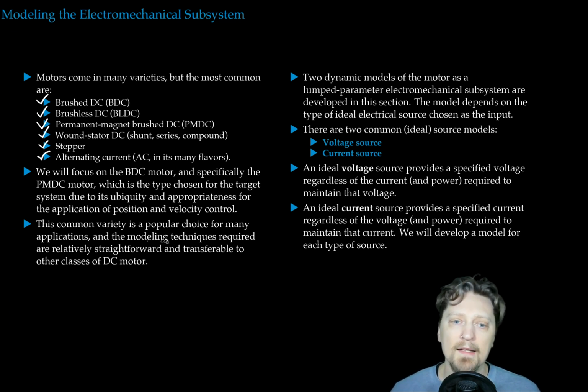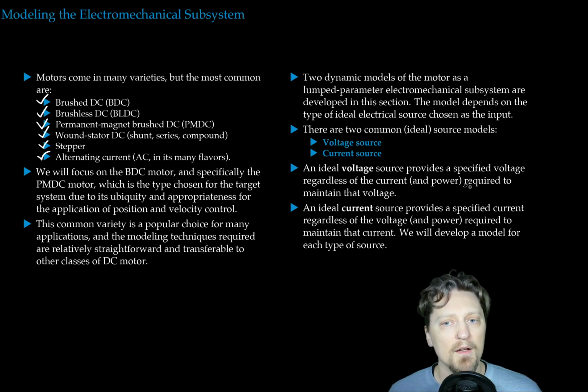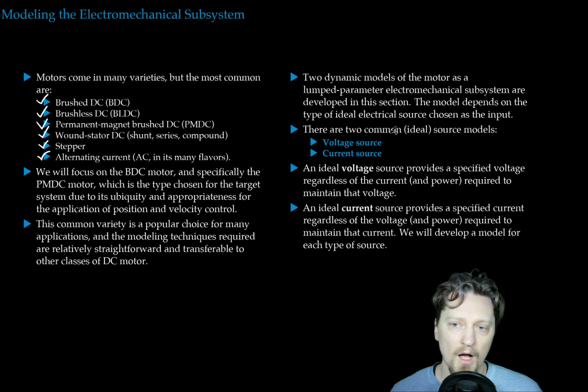This common variety is a popular choice for many applications, and the modeling techniques required are relatively straightforward and transferable to other classes of DC motor, for instance, brushless DC motors. Two dynamic models of the motor as a lumped parameter electromechanical subsystem are developed in this section. The model depends on the type of ideal electrical source chosen as the input. There are two common ideal source models, the voltage source model and the current source model.